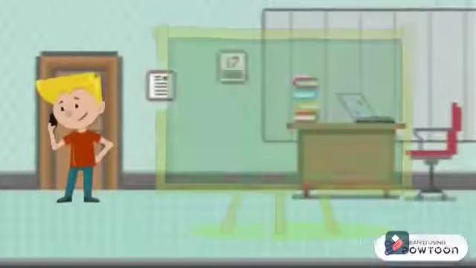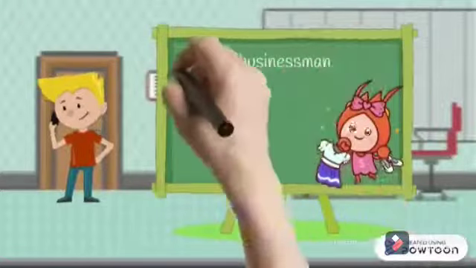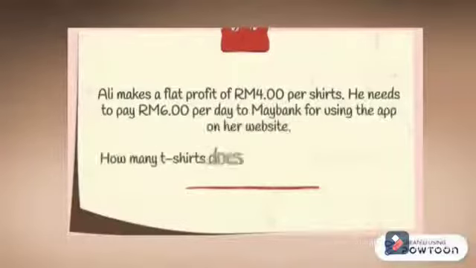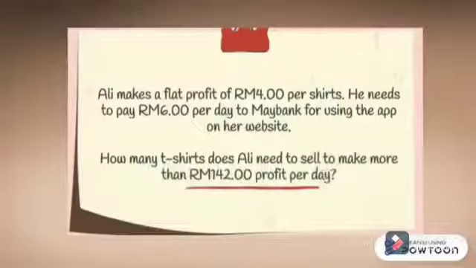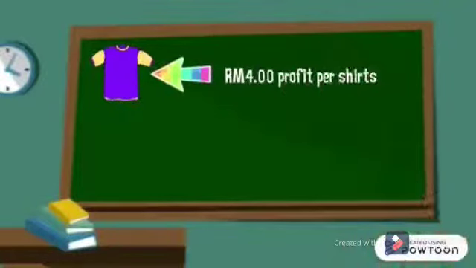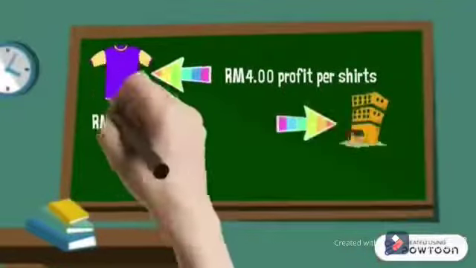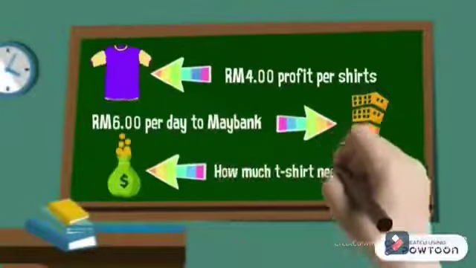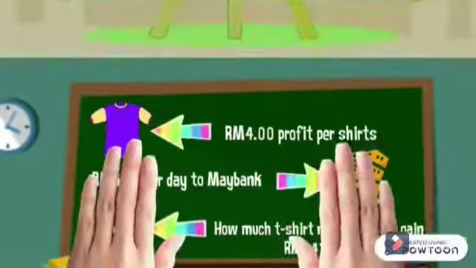Let's have a look at problem 2. This is Ali. Ali is a businessman. He sells t-shirts online. Ali makes a flat profit of RM4 per shirt. He needs to pay RM6 per day to Maybank for using the app on the website. And the problem is, how many t-shirts does Ali need to sell to make more than RM142 profit per day? So from that, we can list RM4 profit per shirt, RM6 per day to pay Maybank, and the question that has been highlighted: how many t-shirts does Ali need to sell to get RM142?